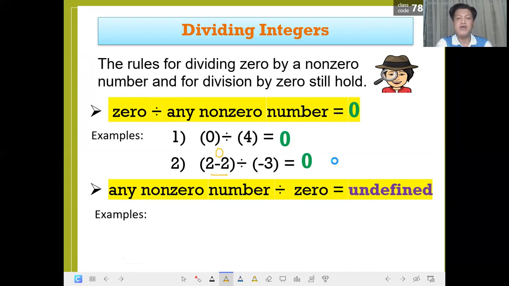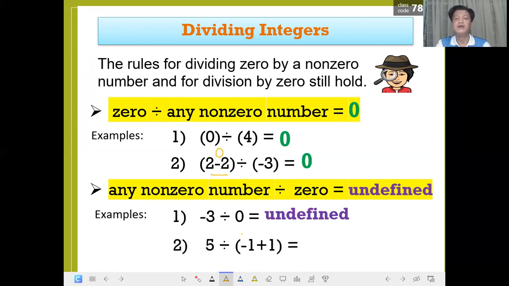Okay, example natin, we have number 1, negative 3 divided by 0. Tandaan natin, di ba, 0 yung nasa denominator. Kapag 0 yung pinang-divide natin sa any non-zero number, that is always undefined kasi there is no value. Syntax error sa calculator yan.